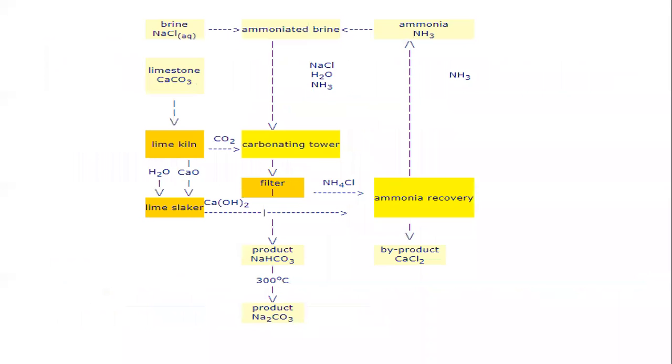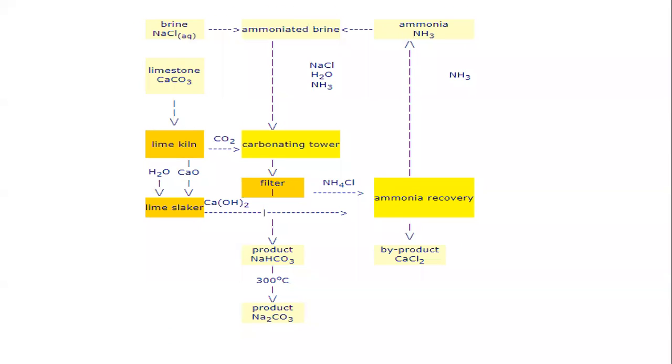Now this explains the preparation by your Solvay process, I told you, right? So this is how the flow chart is. You can see brine, which is also called sodium chloride solution. It reacts with ammonia to give you your ammoniated brine. They have not shown how you get ammonia, they've just shown the ammonia recovery. So ammonia reacts with your brine, that is NaCl, to give you ammoniated brine.